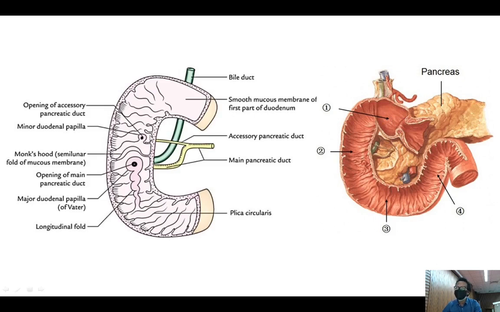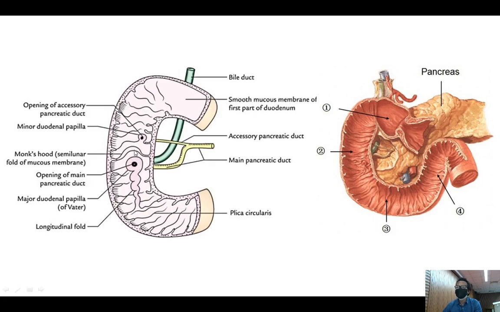And what else can you see here? First of all, you can see the foldings. The first part is smooth, and you can also see the big one here. Can you see my cursor? Yes. All right. Can you see this major duodenal papilla of Vater? This is the major duodenal papilla. This is where the pancreatic duct opens. The main pancreatic duct will come and open into this major duodenal papilla, also known as the papilla of Vater.